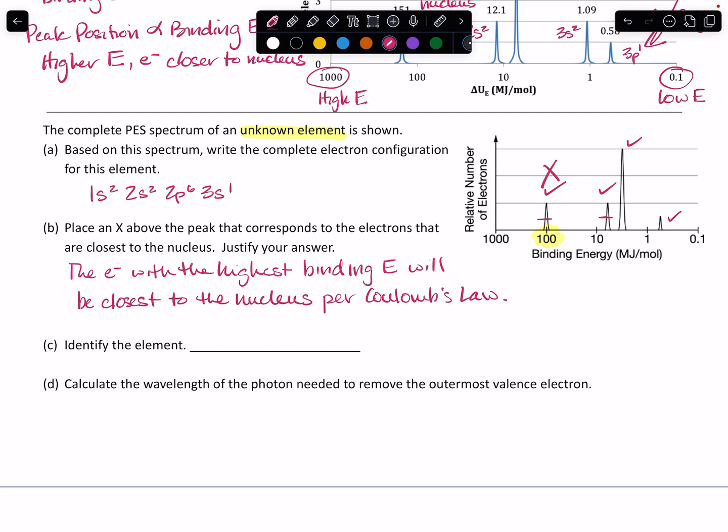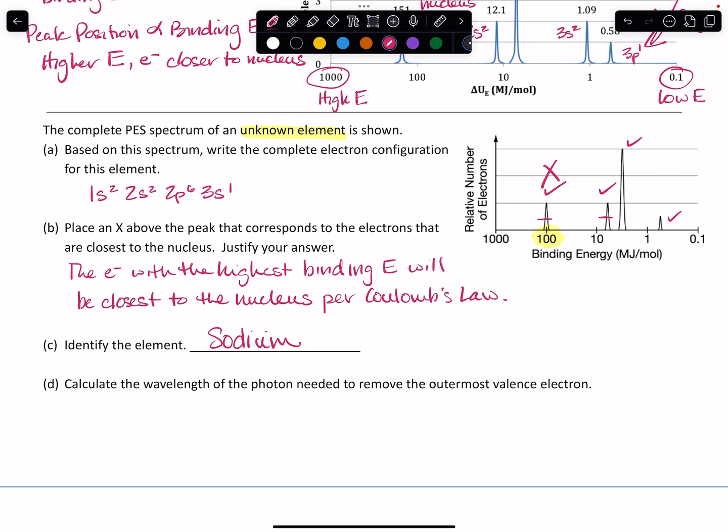Therefore, the distance between those electrons and the nucleus is probably the smallest. All right, identify the element. So we need the element that has the electron configuration 1s2, 2s2, 2p6, 3s1. So we go look on the periodic table and find that that is sodium. Whoops, just spelled it wrong.